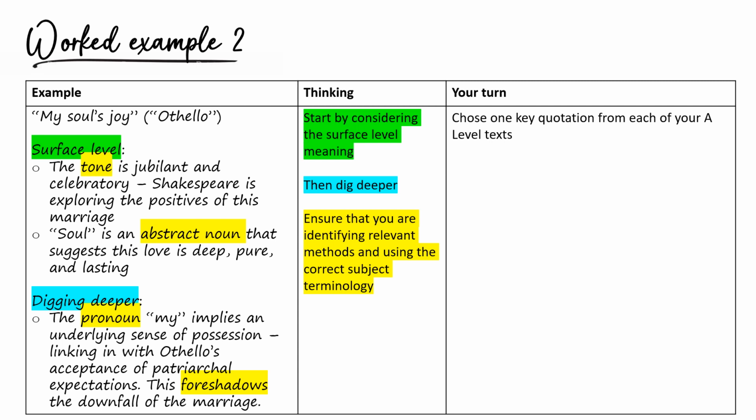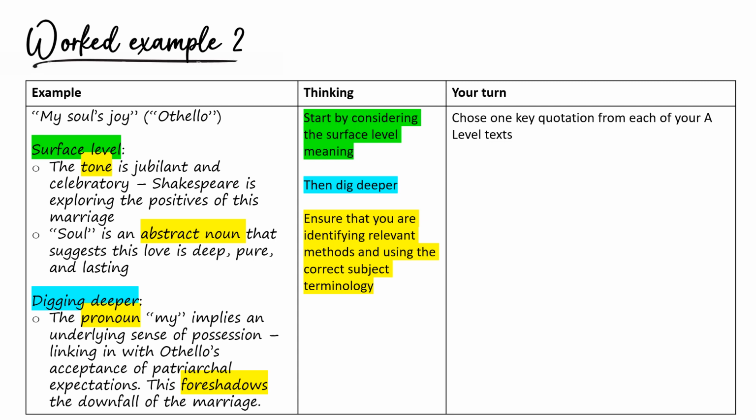Digging deeper, though, we have something different going on. Look at the pronoun my, and that suggests an underlying sense of possession. If you know the play, you'll know that we've seen that already in Act 1, when Othello says, "I won his daughter," as if Desdemona is some kind of prize to be won. We're starting to learn that Othello accepts patriarchal expectations, and that then foreshadows the downfall of the marriage. Again, I've just picked out my subject terminology there in yellow. As I've said, the subject terminology should arise naturally out of your discussion of the text. Don't try to shoehorn it in, but use those words when they are appropriate.